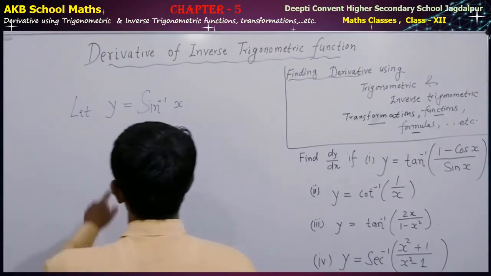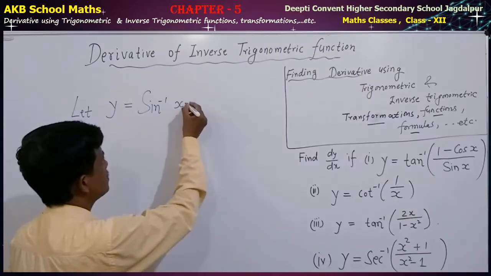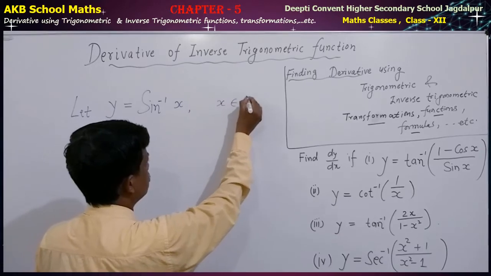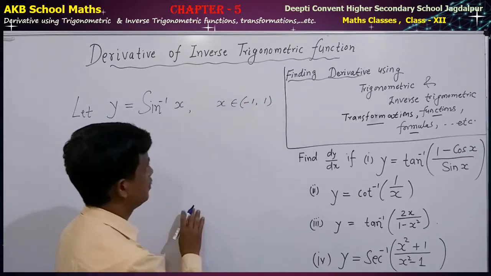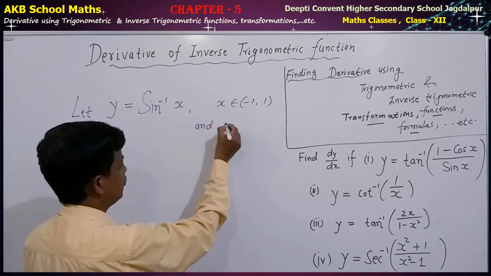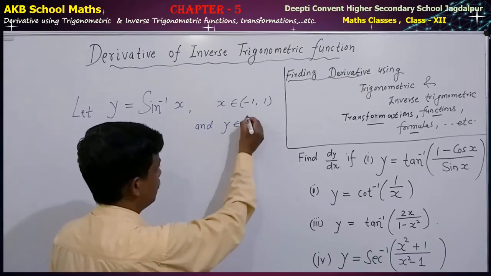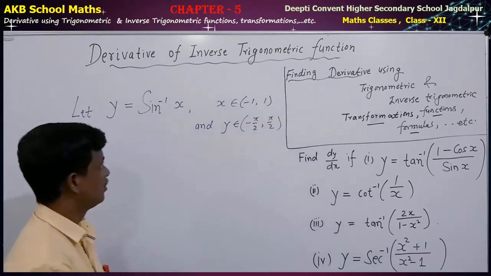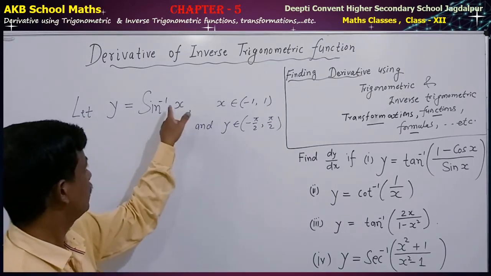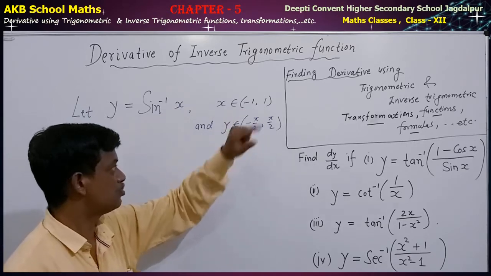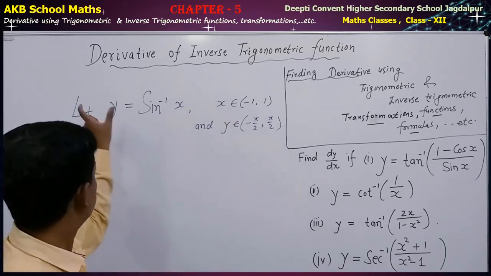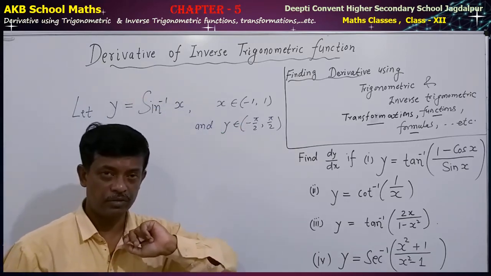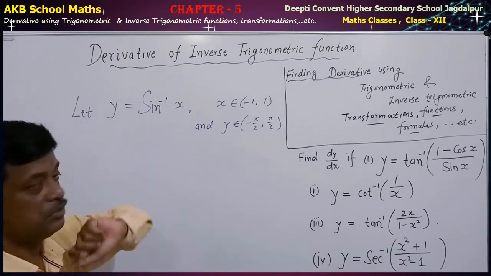Then we know that y equals sin inverse x, the domain of this function is what? x belongs to -1 to +1, and y belongs to what? -pi/2 to pi/2. The domain of the sin inverse function is x from -1 to +1, an open interval, and y, the range, belongs to -pi/2 to pi/2. Okay, now we are trying to find the derivative of this function, that is dy by dx.